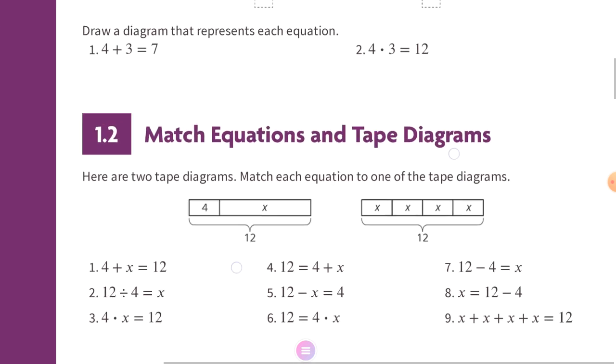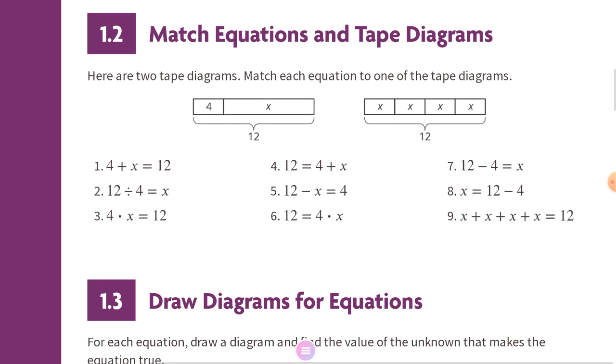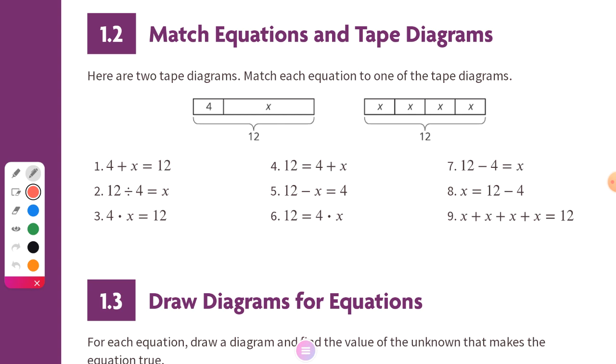It gives us two tape diagrams, and it says match each equation to one of the tape diagrams. So you guys have to turn the page. For purposes of making this easier, we're going to call this one A and this one B. Turn the page, Hannah. Now, out to the side, and you don't have a ton of room here, but I think you have enough room for it. Who can give me the obvious addition equation for A?